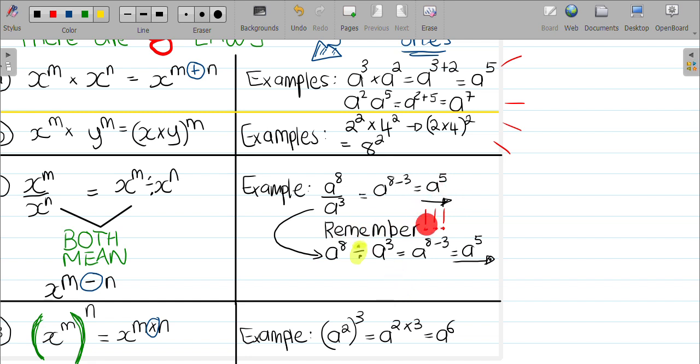Okay, now please remember, if this question was given to you like this, it is the exact same question, a to the power of 8 divided by a to the power of 3. So we do the same thing. We keep the base the same, we take the first exponent and we minus the second exponent, which is 3. And then 8 minus 3 is also 5, which will be a to the 5.